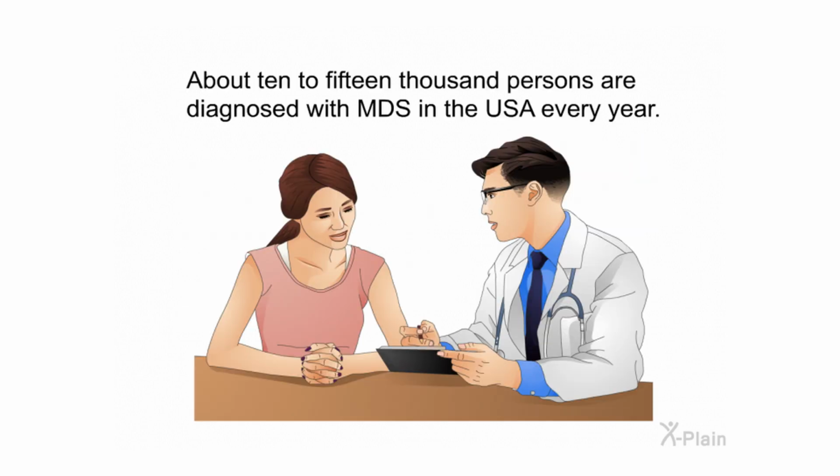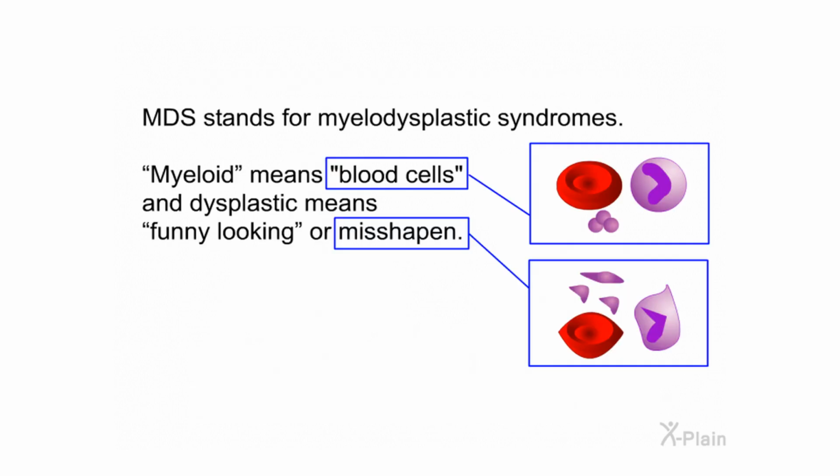About 10 to 15,000 persons are diagnosed with MDS in the USA every year. MDS stands for Myelodysplastic Syndromes. Myeloid means blood cells and dysplastic means funny-looking or misshapen.